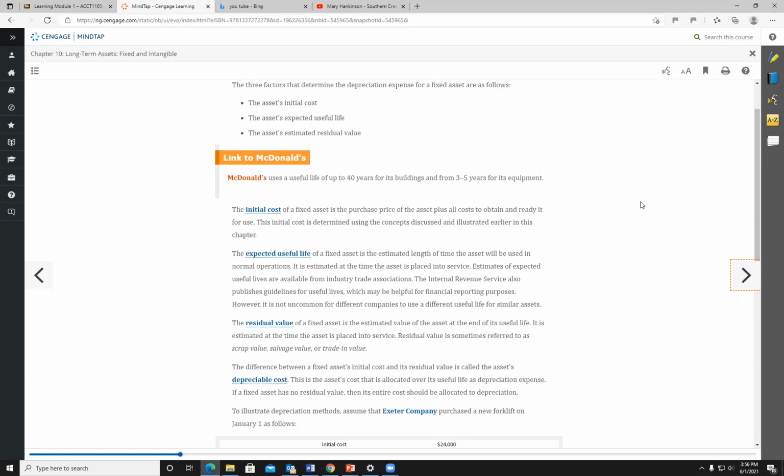If a fixed asset has no residual value, then its entire cost should be allocated to depreciation. So in other words, if throughout the asset's useful life the depreciation expense accumulates to where, at the end of its useful life, the entire cost of the asset has been depreciated into depreciation expense, then it has no residual value. But if at the end of the useful life the total value of that asset has not been expensed out to depreciation expense, then the remaining value is the residual value.